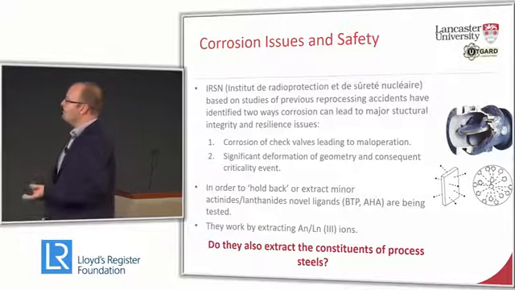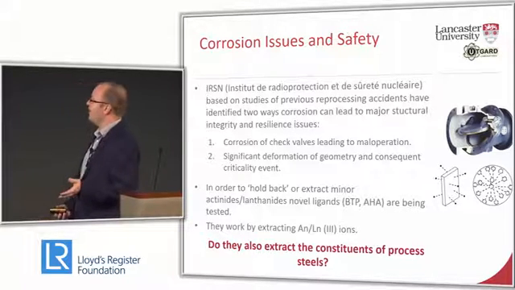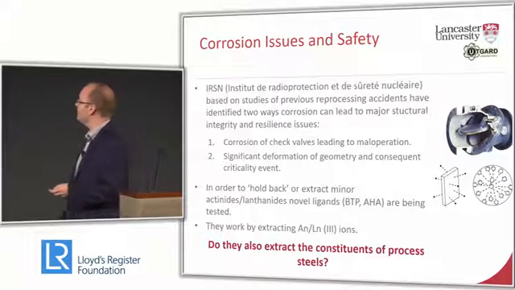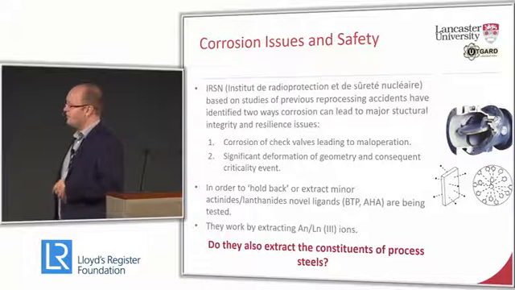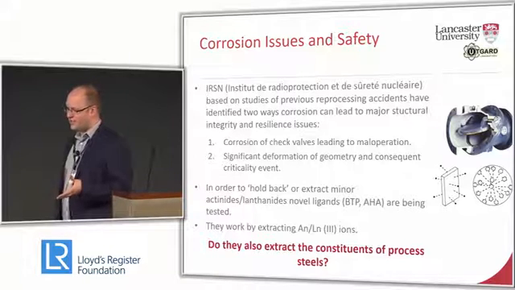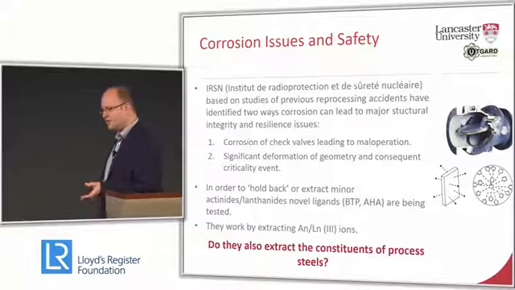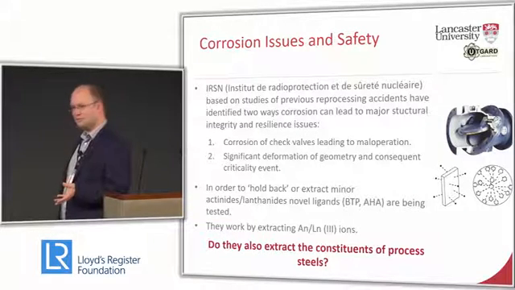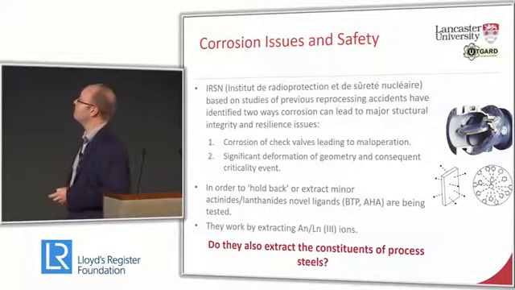Now, with this new Ganics process, in order to hold back and extract these minor actinides, they use novel ligands, BTP and AHA, that's bis triazyl pyridine and acetohydroxamic acid. And they're both under test at the moment. They work by extracting actinides and lanthanide ions at the 3+ oxidation state, but the question we came to is, do they also extract the constituents of processed steels, such as iron 3 and chromium 3?